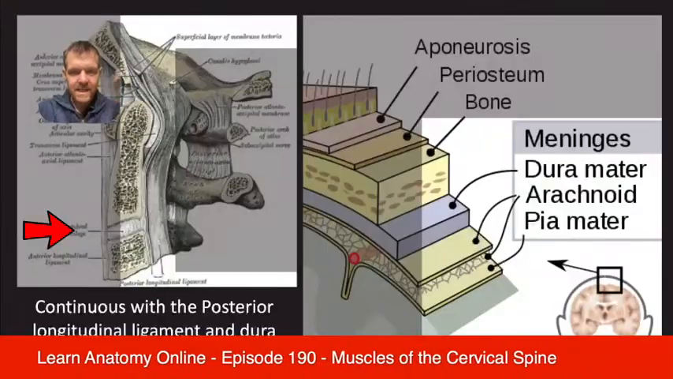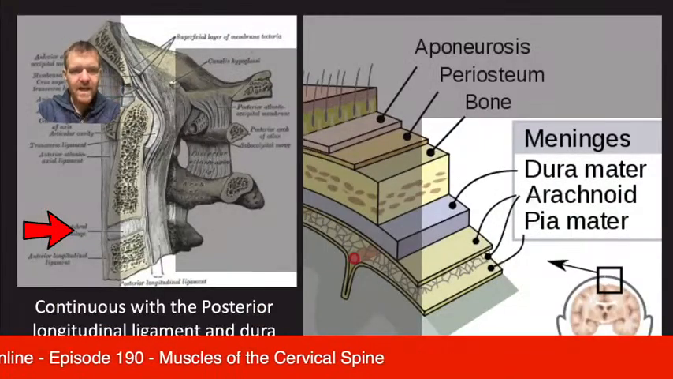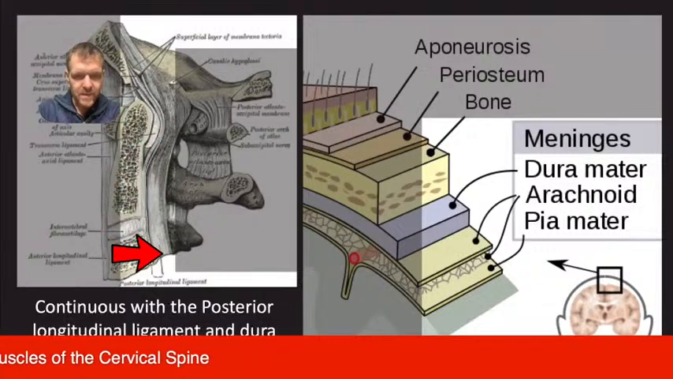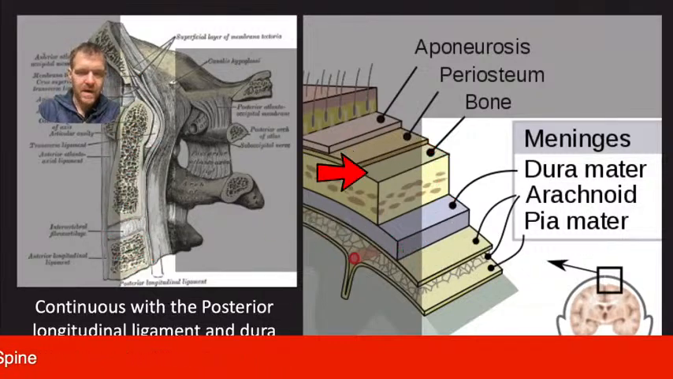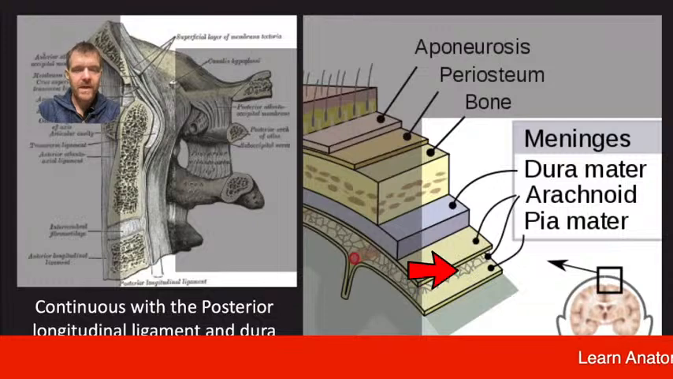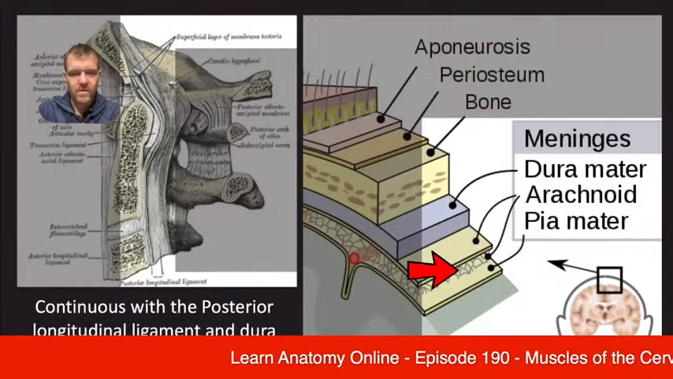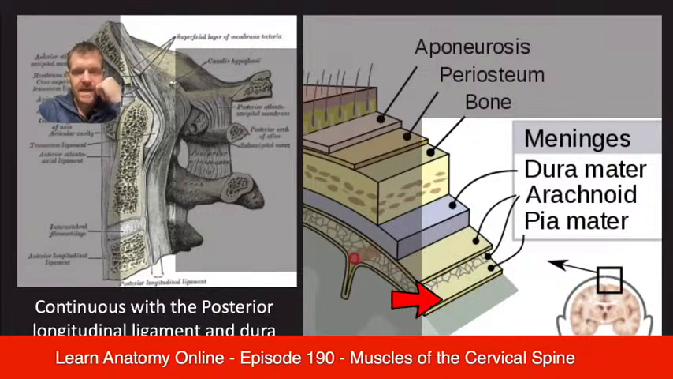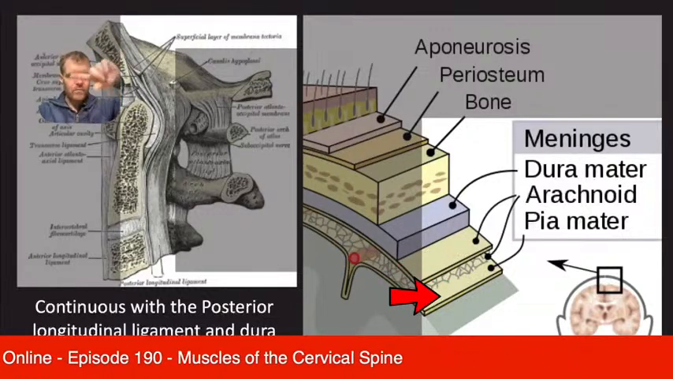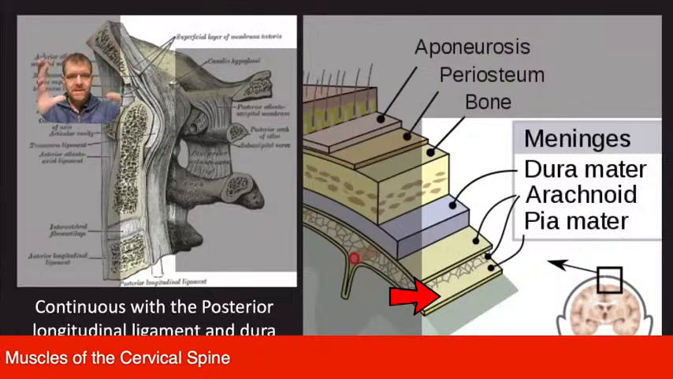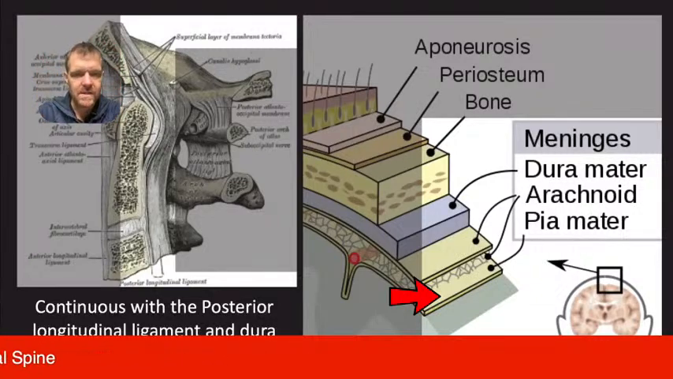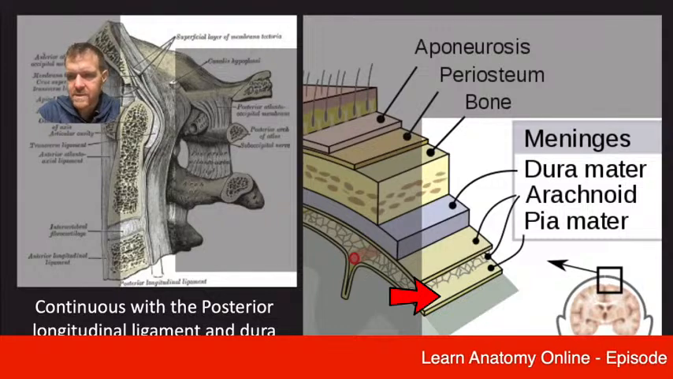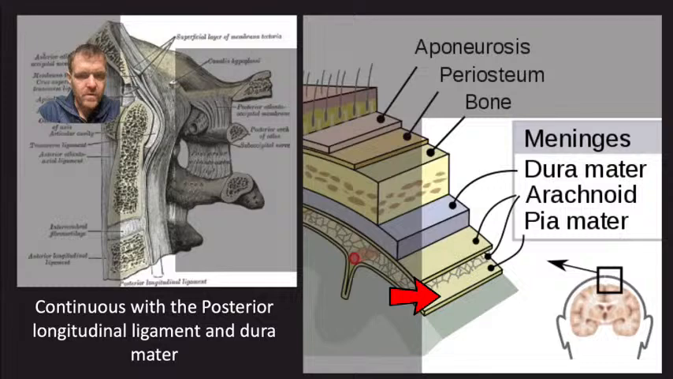Yeah, so that was the tectorial membrane, which merges into the posterior longitudinal. So that's part of the layers on the inside of the cranium. One of the dural layers, connective tissue layers, that wrap around the inside of the skull. So yes, it's continuous with the posterior longitudinal ligament. And the dura mater, which is this bit here.